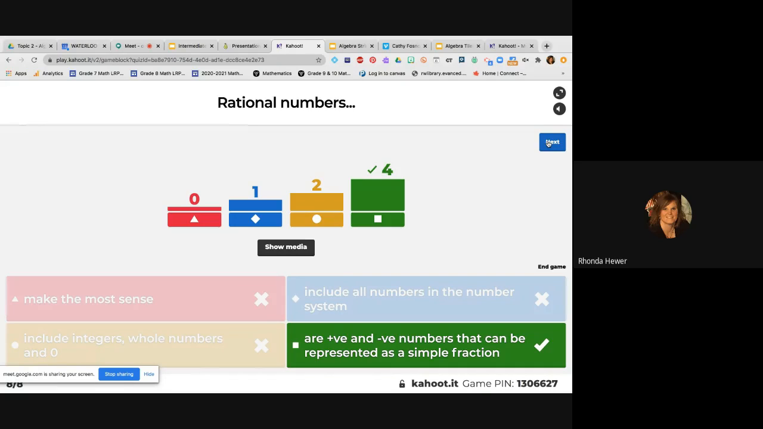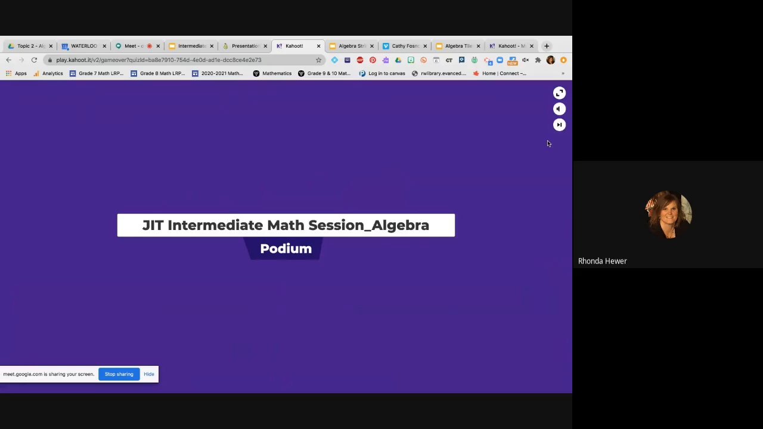0 is a rational number because it can be written as a simple fraction. If 0 is in the numerator, then it doesn't matter what's in the denominator, the fraction is 0. So it is considered a rational number. Okay. And that is it.